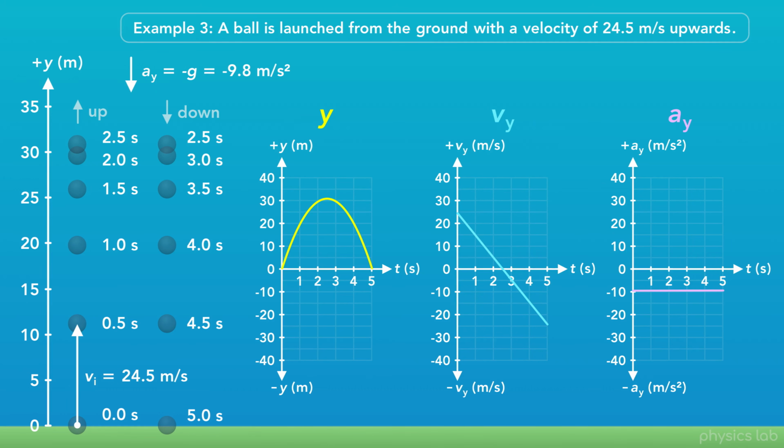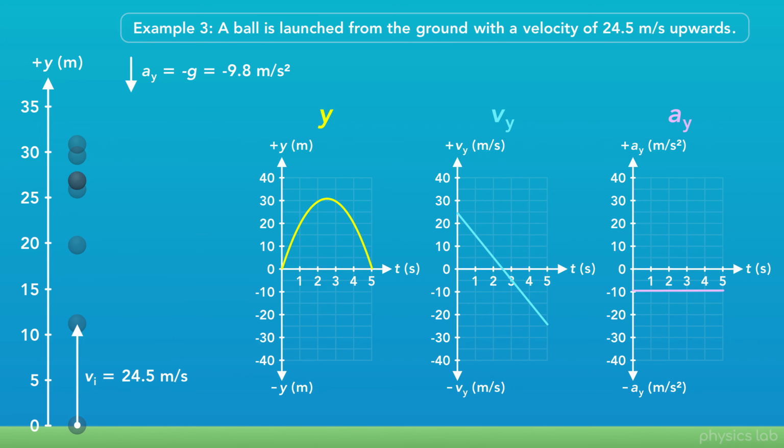This creates an interesting position graph. The ball moves in one direction, stops, and then moves backwards. But the velocity just keeps changing the same amount every second. So that's what projectile motion looks like for an object that starts with an upwards velocity.